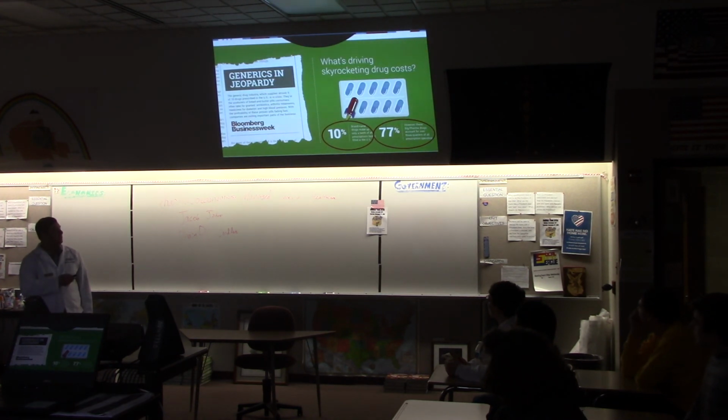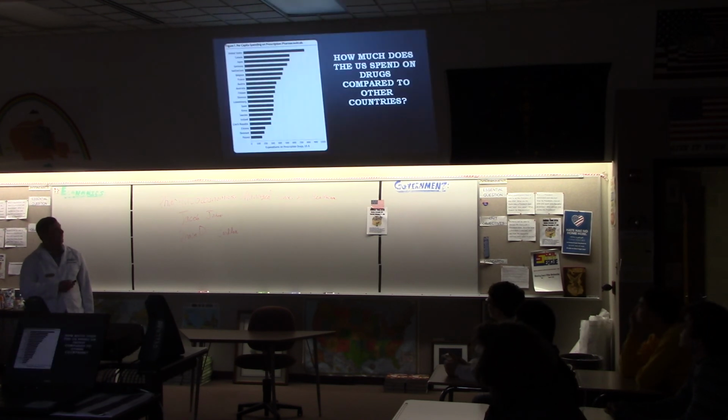And the issue now is we don't really have a generic for insulin. So 10% of brand name drugs make up only a tenth of all prescriptions being filled in the U.S. Yet they account for 77% of prescription spending for Medicare and Medicaid. So brand name drugs are a huge problem. How much do we spend on these drugs compared to other countries? Most.